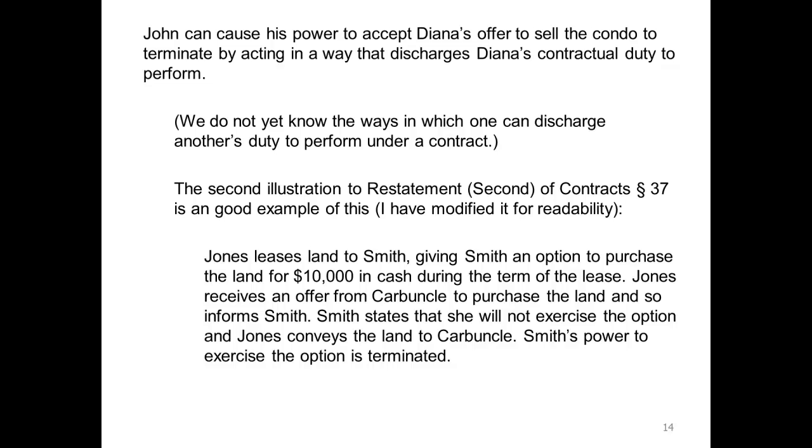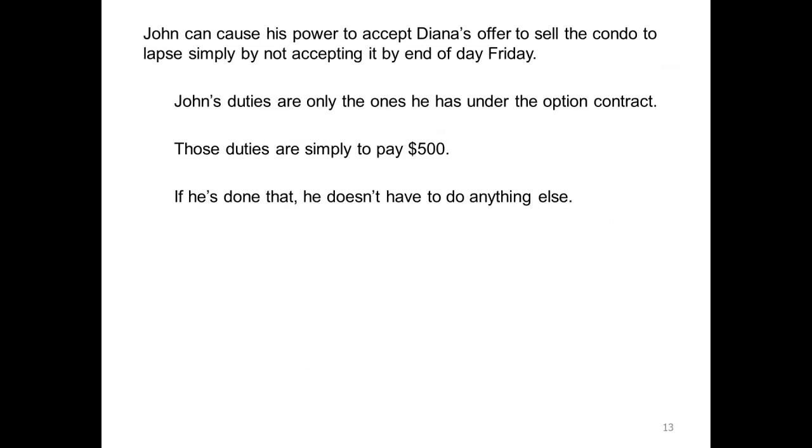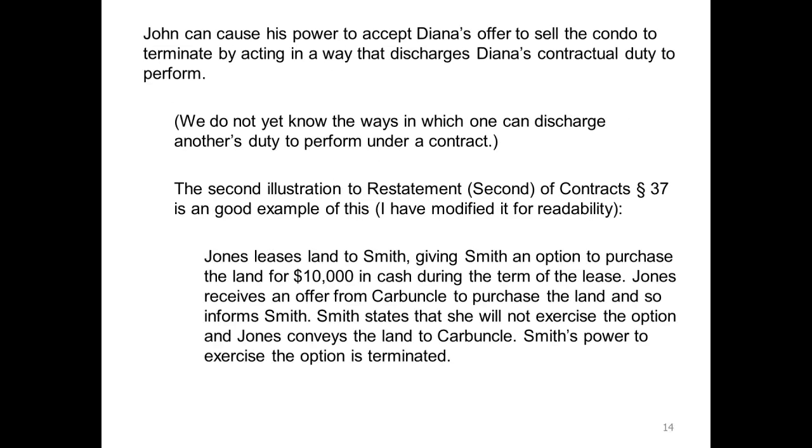And I'm going to pop back a slide here. Notice here we're talking about lapse, just goes away. But here we're talking about terminate, John's actions that bring that power to accept to an end early. And the way you do that is by acting in a way that discharges Diana's contractual duty to perform. We've not talked at all about discharge, so if you're not knowing what that means, that's perfectly reasonable.